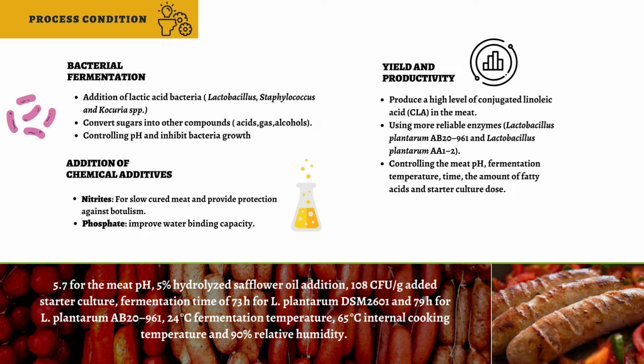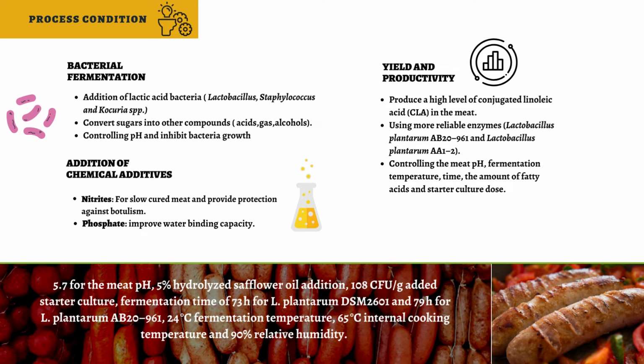The second one is the addition of chemical additives. There are two examples of chemical additives used in the production of fermented sausage, which are nitrates and phosphate. Nitrates are used to slow-cure the meat and provide protection against botulism. The second one is phosphate, which improves the water binding capacity in the meat.